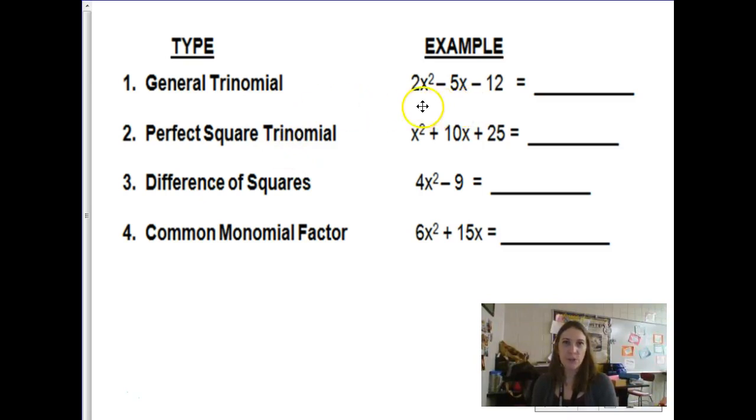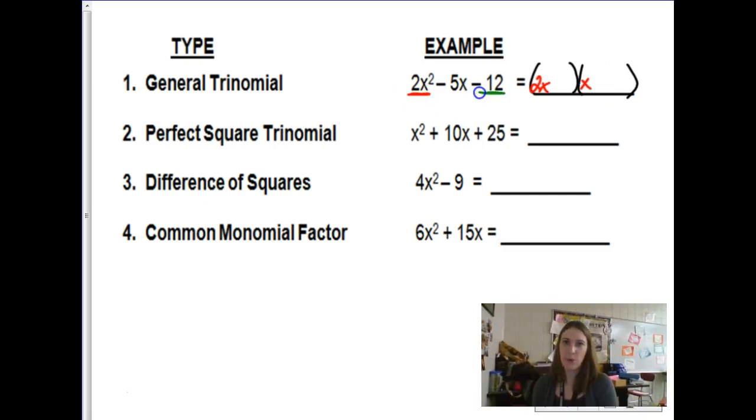So if we have a general trinomial, remember our first step is to look for any common factors, but 2, 5, and 12 don't have any common factors. So we're just going to factor this like a reverse foiling question. So you start with the first terms. They have to multiply together to give you 2x squared. So we'll be using 2x and 1x.